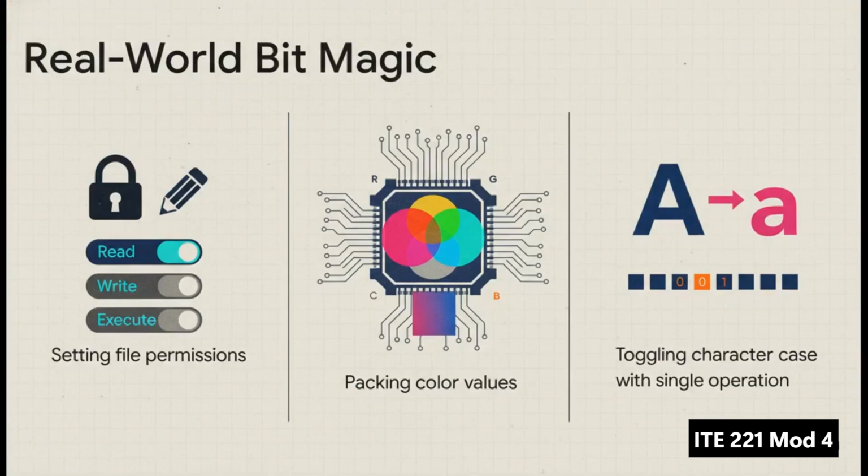Now, I know these might sound a little abstract, but this kind of bit magic is the engine behind so much of what a computer does. Setting file permissions? Check. Defining the exact color on your screen by packing red, green, and blue values together? Yup. And that clever ASCII case-changing trick we talked about earlier? That's all powered by these simple, lightning-fast bitwise operations.